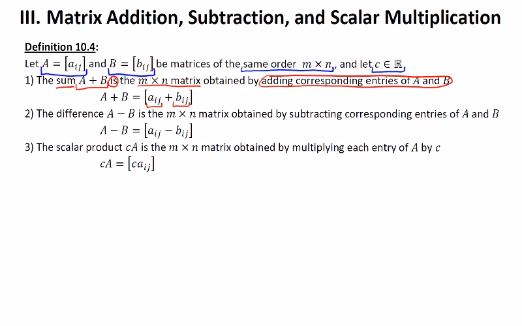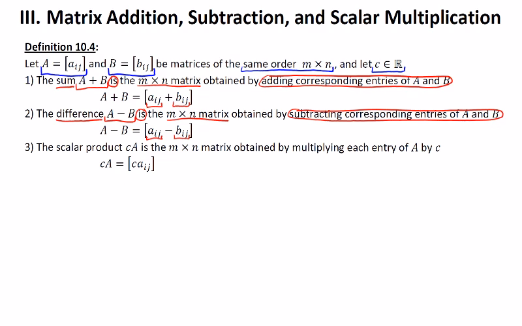The difference is really done similarly, where we call it A minus B, and the result of A minus B will always be an m by n matrix. So it's going to be a matrix of the exact same size you started with, and you get this by subtracting corresponding entries of A and B. So again, it says go to the row and column that is matching in A and B and perform your subtraction there.